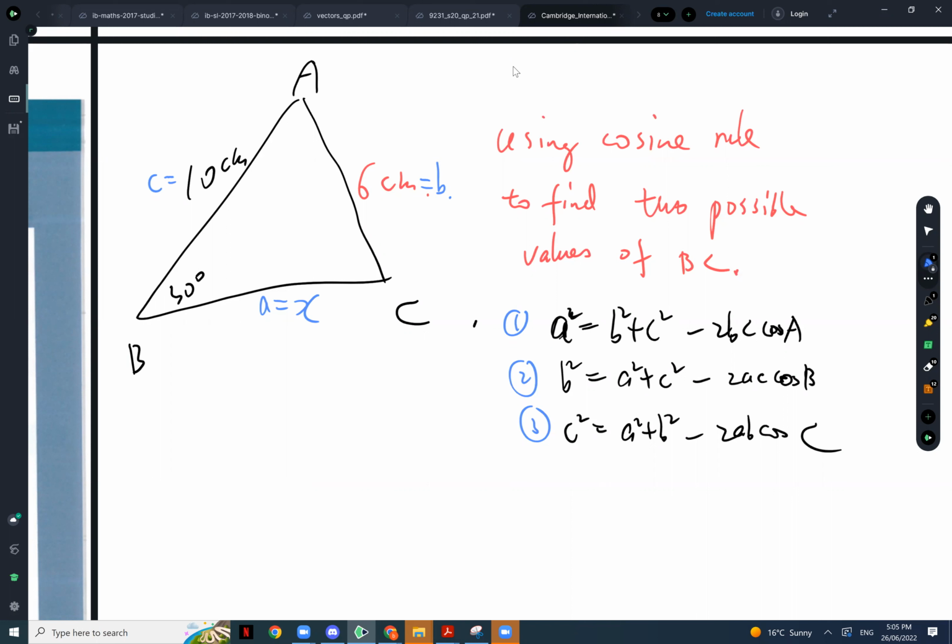First one. Oh, if we try the first one, you got a squared, so just x squared equals b squared, 6 squared, plus c squared, 10 squared, minus 2 times 6 times 10, cos what? What's A? We don't have it. You don't have x. You don't have big A. We cannot do it. Use the second one. Oh, yeah. Very good. Let's try the second one.